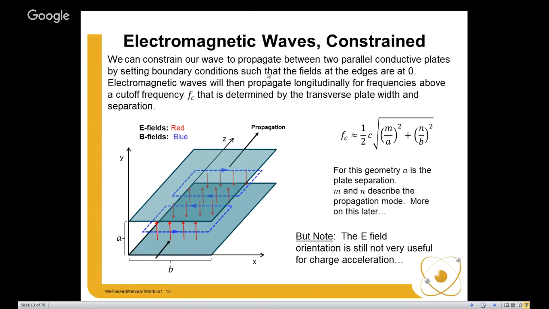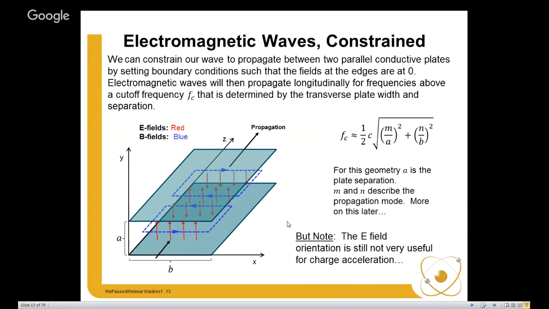And we can cause it to propagate between two parallel conductive plates, and we can get there by solving that equation of motion such that the field at the edges of the plates are set to 0. We'll then find that we have a cutoff frequency of propagation that is related to the spacing and the dimensions of the two plates. And what we'll see is we get electric fields that are oriented in the direction of the red arrows shown, and magnetic fields that are circulating around in the orientation of the blue arrows.